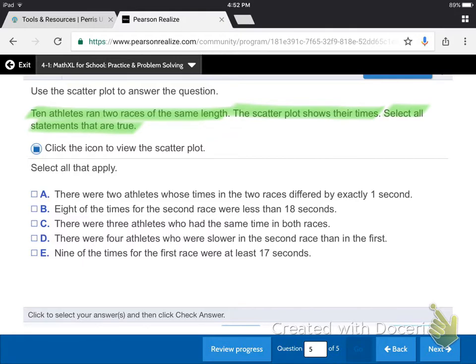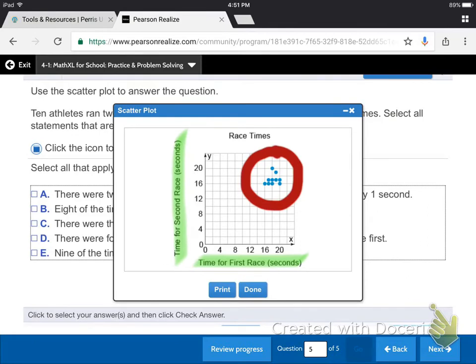Okay, well, let's look back. 2 athletes who differed by 1 second means that the time in the first and second race, they would be exactly in line with each other in a vertical line. Like this. It means they would be in an exact vertical line like this. Like this. And like this.